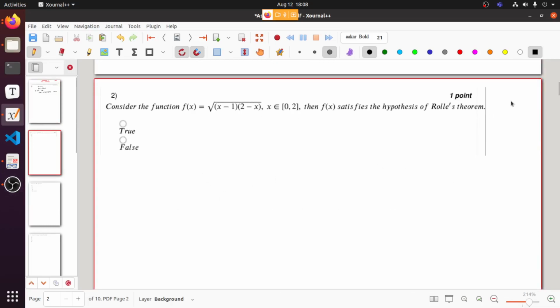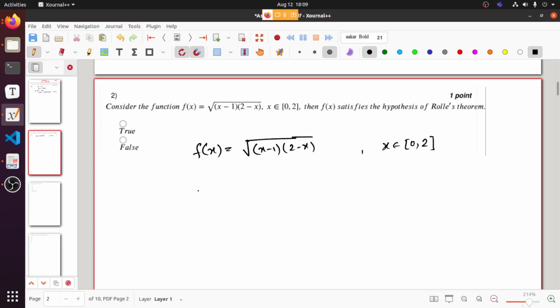Here it says, consider the function f x equals square root of x minus 1 into 2 minus x, with domain x belongs to 0 to 2, right? Can someone say, is this function well defined or not in this domain? First the function should be defined where it is given, and then we can talk about whether Rolle's theorem is applicable or not. Is this function well defined for x belongs to 0, 2?